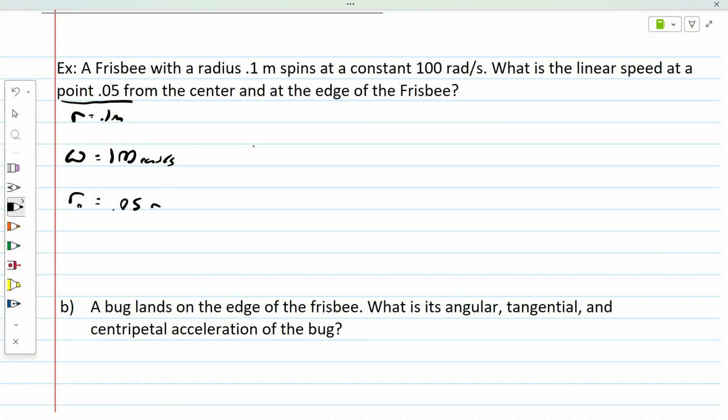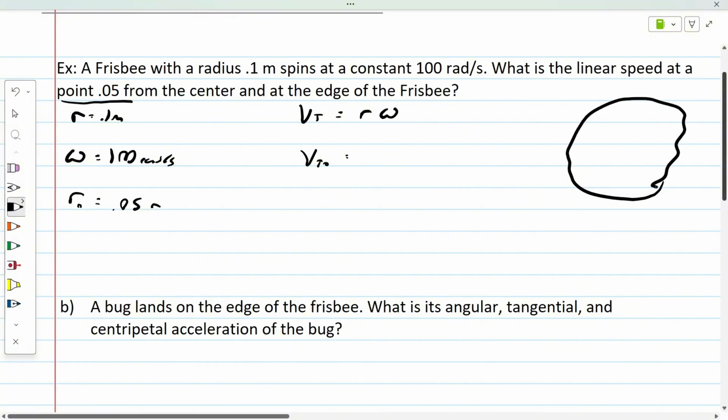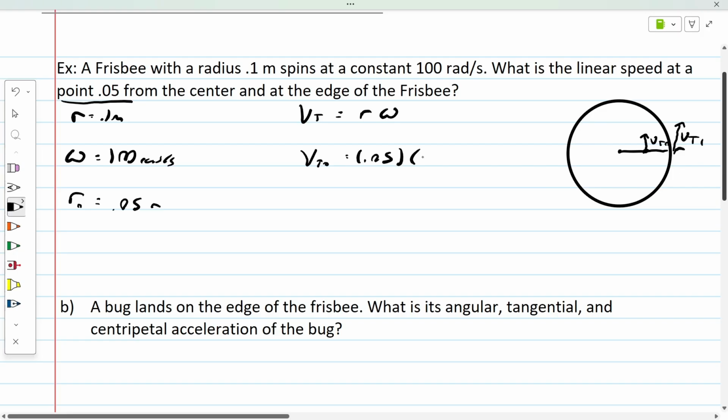Okay, so let's find the linear velocity at the first point first. So we know that the linear velocity just equals r times omega. So at this first point, that's halfway in the middle of the circle. So let's say we were given a circle here. If this is the radius, if you were at this point right here traveling with some velocity, and you'll be at this point traveling with some velocity, we'll denote this one as velocity 0, this one as 1. So this radius is 0.05 times omega, which is 100. And so we would get 5 meters per second.